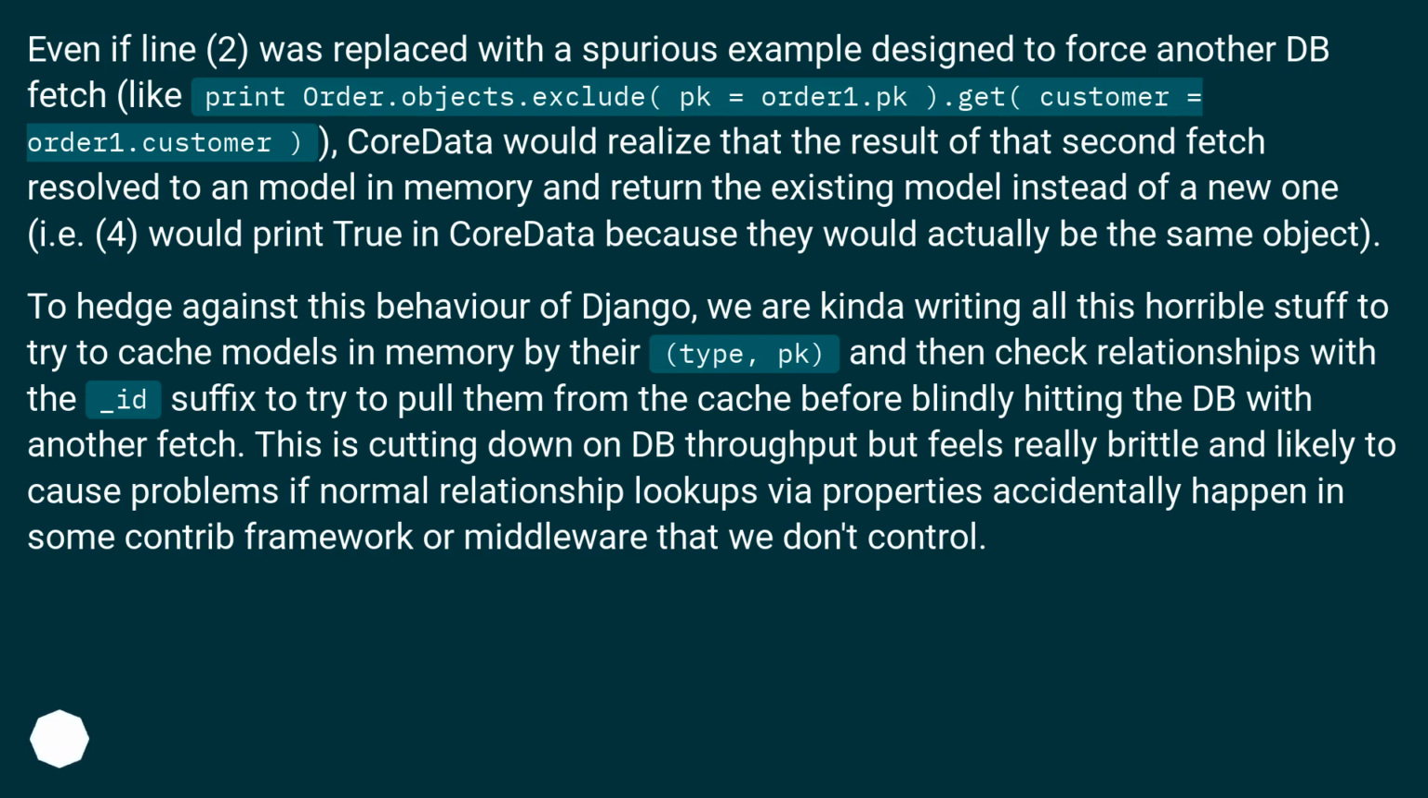To hedge against this behavior of Django, we are writing all this horrible stuff to try to cache models in memory by their type and pk, and then check relationships with the _id suffix to try to pull them from the cache before blindly hitting the DB with another fetch. This is cutting down on DB throughput but feels really brittle and likely to cause problems if normal relationship lookups via properties accidentally happen in some contrib framework or middleware that we don't control.